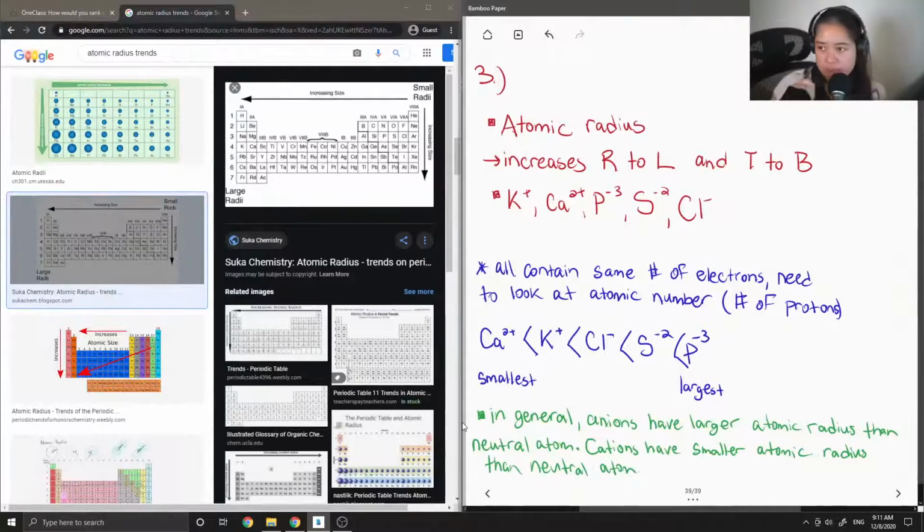Okay, so this is just when you need to compare an atom that lost or gained an electron. But in the case of the example in the question, since all of them had the same number of electrons, we just needed to look at atomic number.